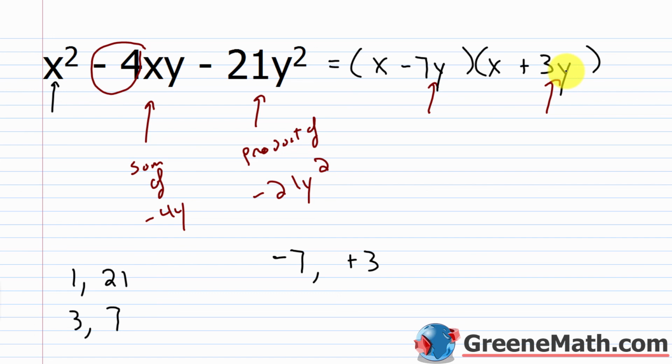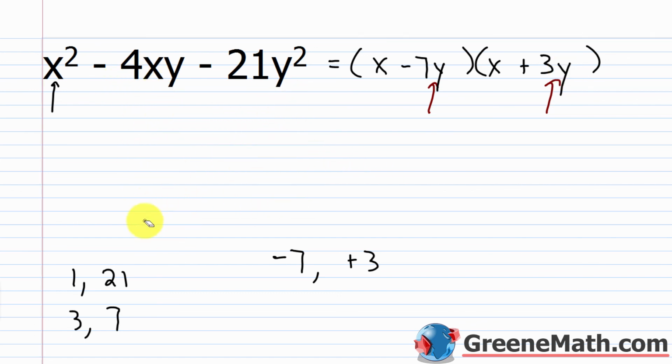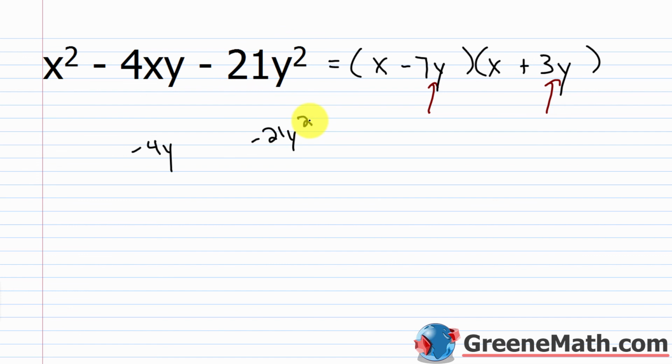When you see something like this with two variables involved, it's no more difficult. You just have to think about that second variable that you see as if it was a constant, right? As if it was part of the number that you're working with. So in other words, when you look for your sum, you take negative 4 and then you just include the y. So I'm looking for the sum of negative 4y. And then when you think about your product, include the whole thing. I'm looking for a product of negative 21y squared.